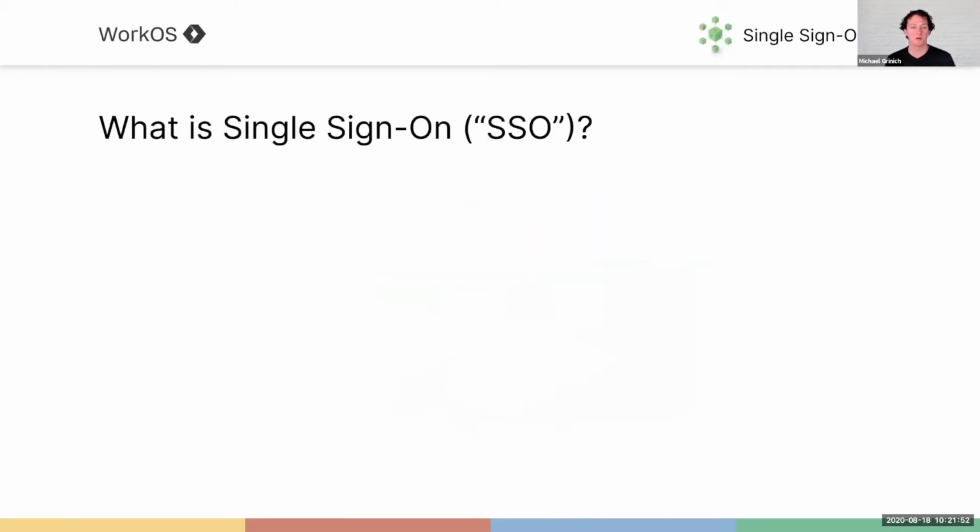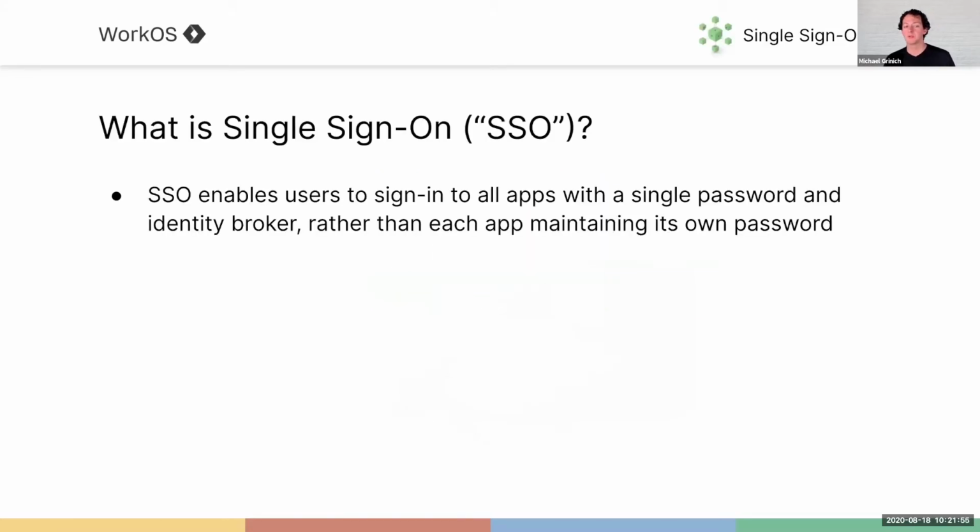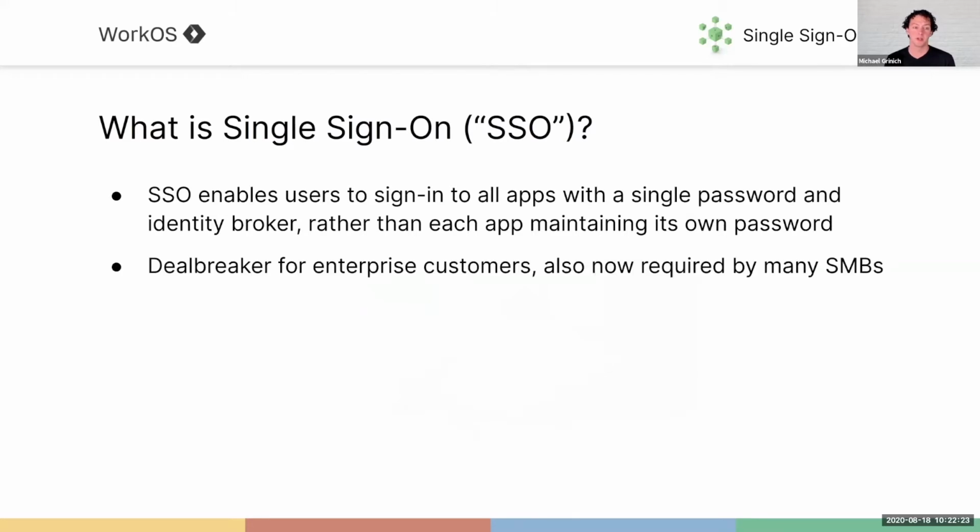So what is SSO? SSO enables end users to sign in to your application with a single password and identity broker, instead of every app having its own password and its own system. You can think about this as a shared identity across all different systems. Google Sign-In is effectively a form of single sign-on, but there are many different identity systems out there. So with single sign-on, you'll need to plug into the identity system used by this end enterprise company.